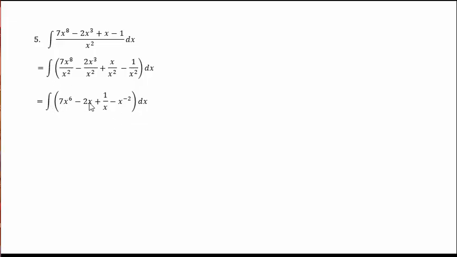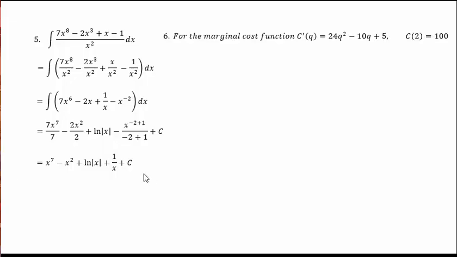And to find the integral of this equation, we can simply use the rules we've mentioned before. So for the first, second, and last term, we can simply use the power rule. And for this term, we can use the natural log rule. And so we're left with 7x to the 7 divided by 7 minus 2x squared over 2 plus natural log of x minus x to the negative 2 plus 1 divided by negative 2 plus 1. And then we have our integration constant. We can further simplify this by canceling out any similar terms to the numerator and denominator, and this is our final answer. Let's look at another problem, which is in the form of a word problem.